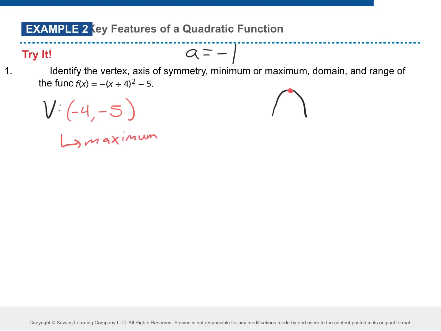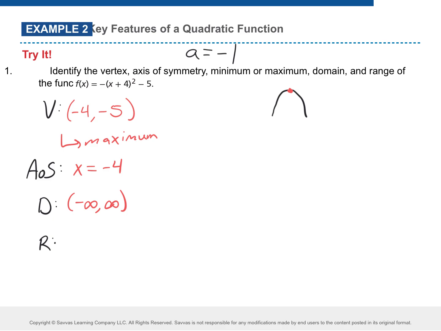Good. What was the second thing it wants us to find? We found the vertex. Domain, range, axis of symmetry. Let's do axis of symmetry. What is my axis of symmetry? X equals negative 4. Yep, x equals negative 4. Good. Two more things, domain and range. What's domain? Negative infinity to infinity. Yep, always going to be negative infinity to infinity with these functions.